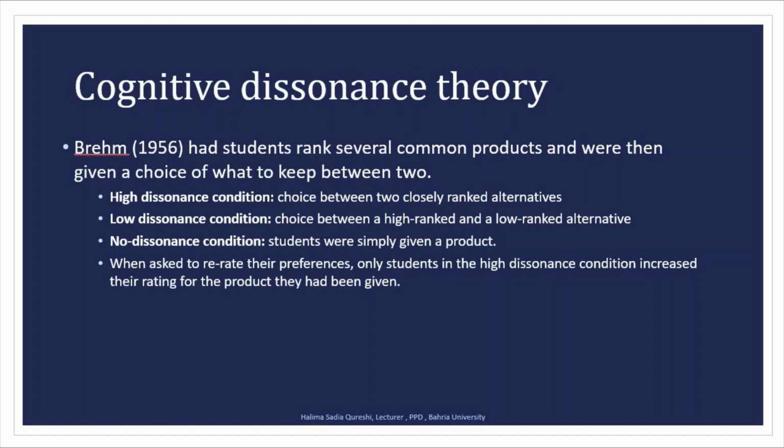So there is going to be high dissonance in which you are unable to decide which one is better than the other. You like both of them equally, but you are unable to assess that easily which one is better. So this is a high dissonance condition. The low dissonance condition is that you have the choice between high ranked and low ranked alternatives.